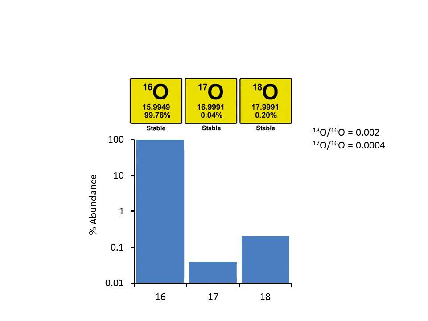So start off with oxygen. Just to recap, oxygen has 3 isotopes: oxygen 16, oxygen 17, and oxygen 18. What we're going to talk about today is basically variations in the natural abundance of those isotopes.